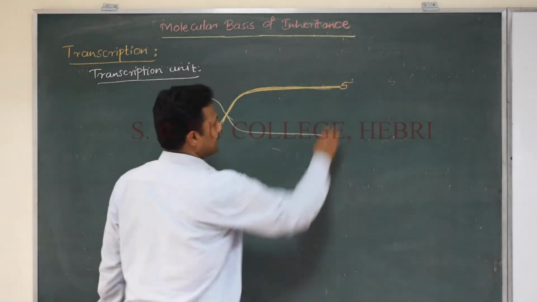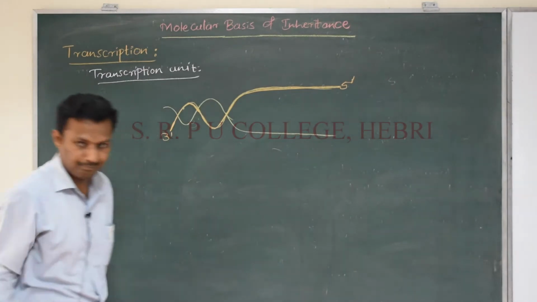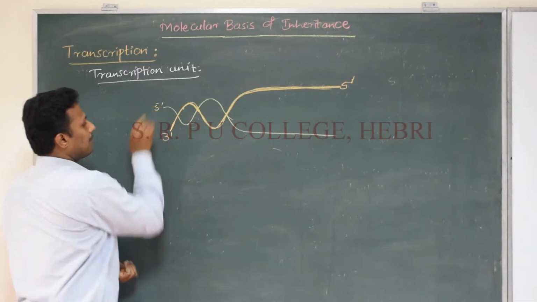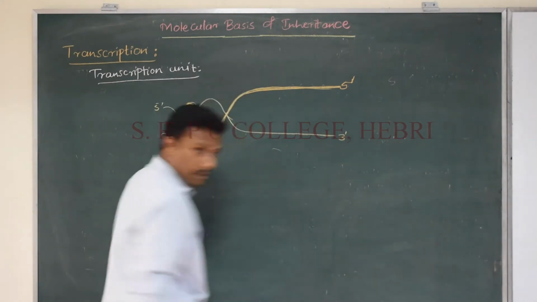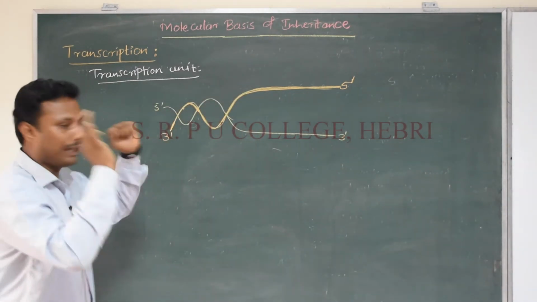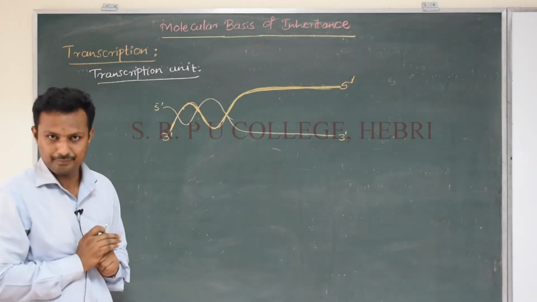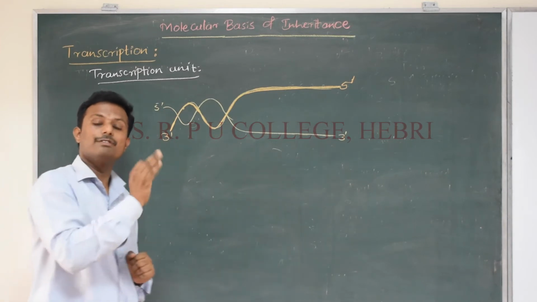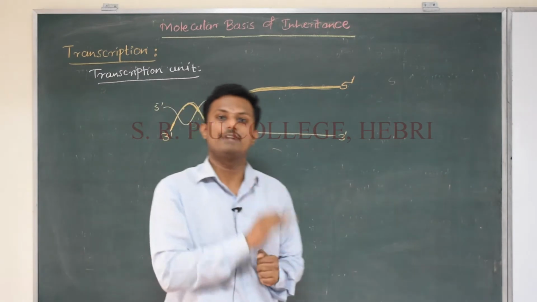The polarity of this particular strand is 3' to 5', whereas the polarity of the yellow strand is 5' to 3'. Now, which one can be the template strand? That will be decided by the enzyme which will catalyze the synthesis of the RNA.